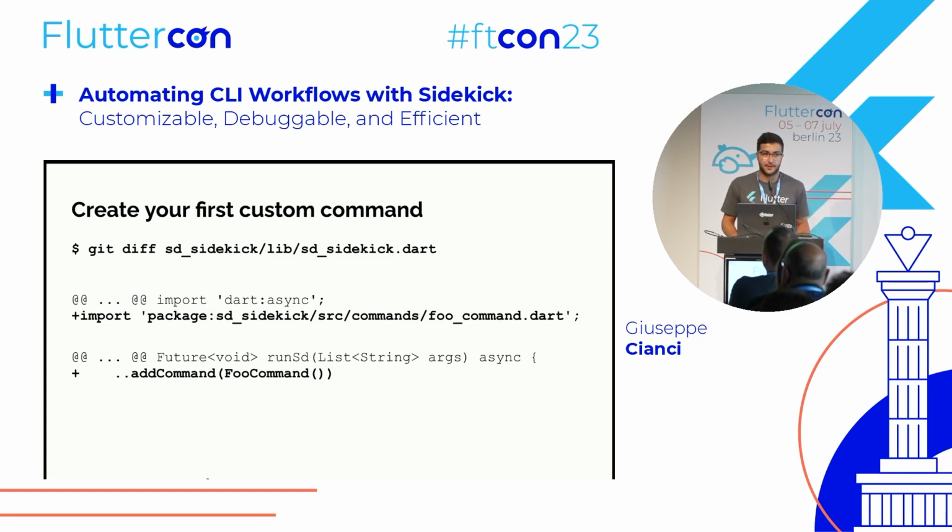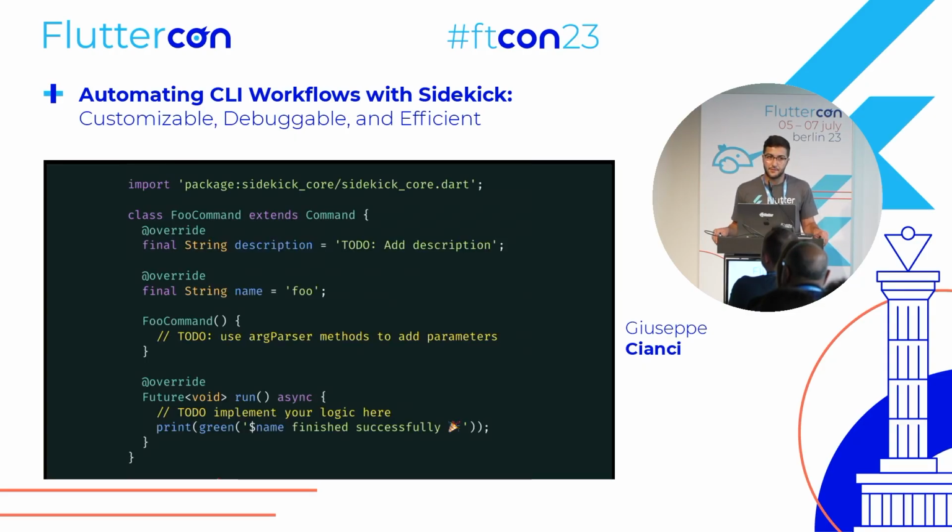But let's see what happened when we generated this command and how it got added to our CLI. Two things happened. First, the command was registered in the CLI runner, in the sd_sidekick.dart file here, with just 2 lines. An import of our command was added, and we added the command in the runner.